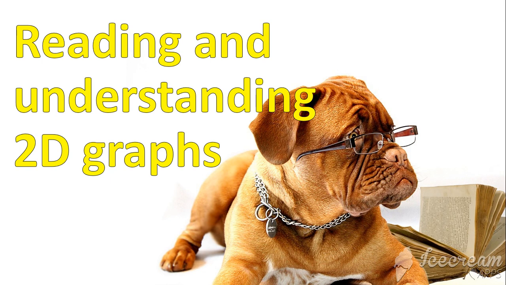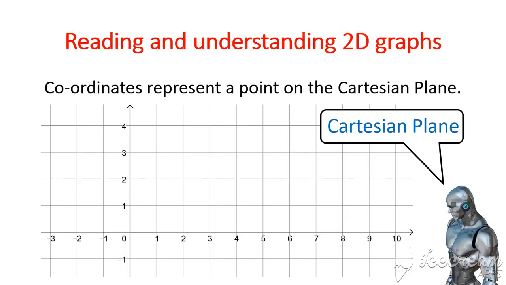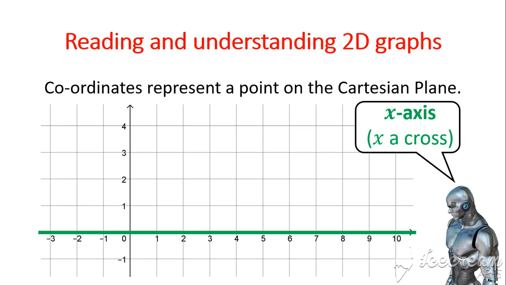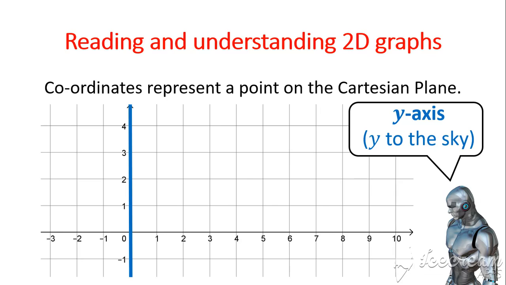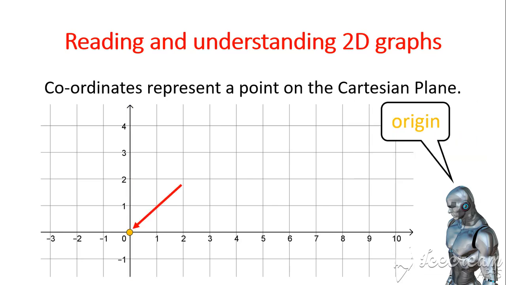In this video, we're going to talk about reading and understanding 2D graphs. Now, in the last video, we introduced a diagram called a Cartesian plane. We talked about an x-axis, which goes across horizontally, and a y-axis, which goes vertically, y to the sky. We also talked about the point where the two axes meet, and that's called the origin.